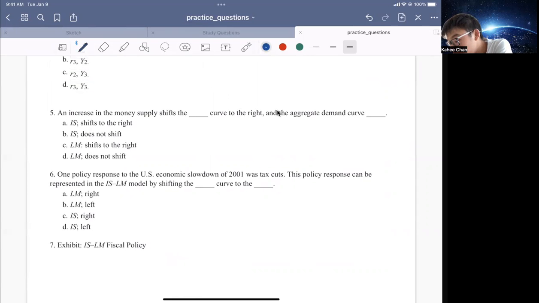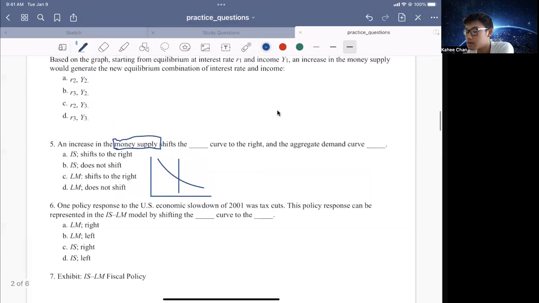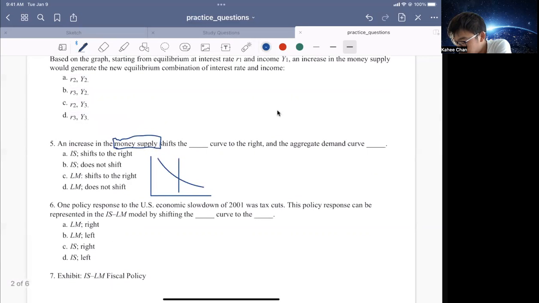So, an increase in the money supply. How does it shift the curve, and how does it shift the aggregate demand curve? When we are thinking about the key term money supply, we always think about the theory of liquidity preference. Here we always draw the y-axis and x-axis.